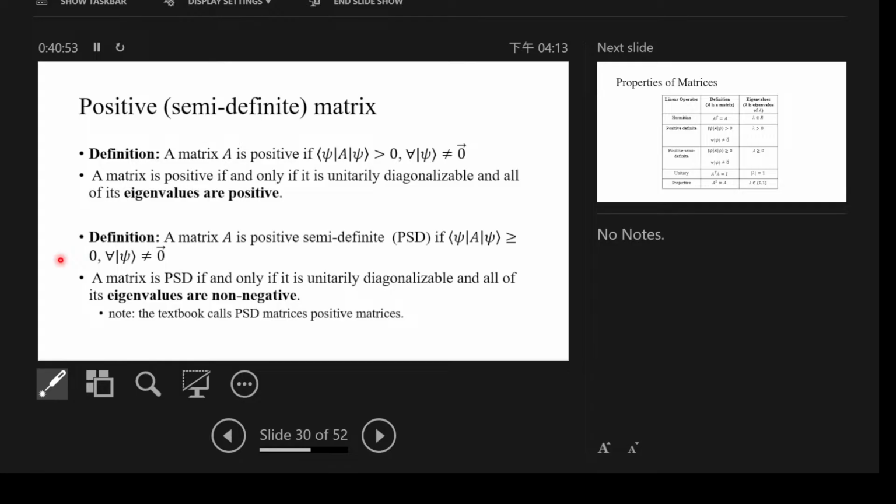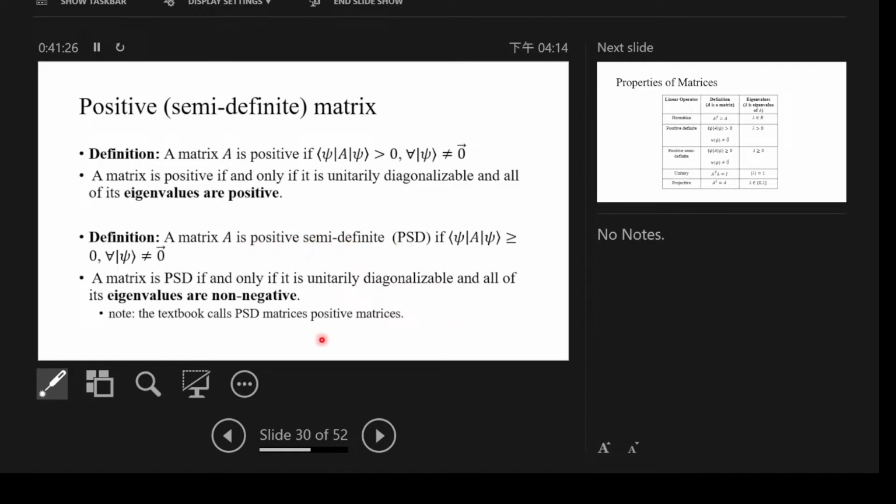And very similarly, a matrix is PSD if and only if all the eigenvalues are non-negative, so greater than or equal to 0. And we'll use this PSD property quite a bit in this course. PSD is shorthand for positive semi-definite.